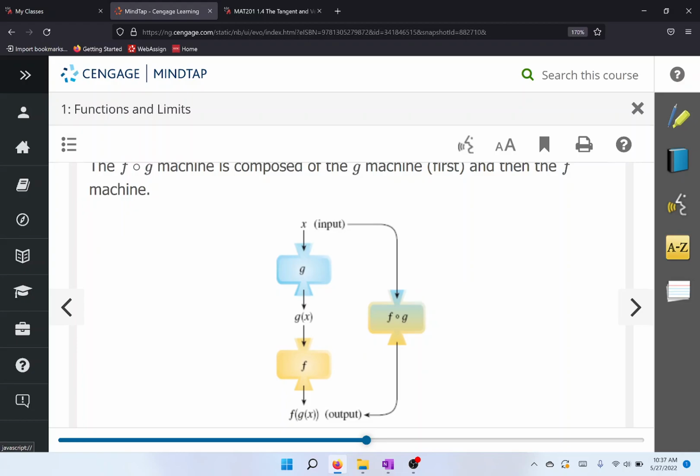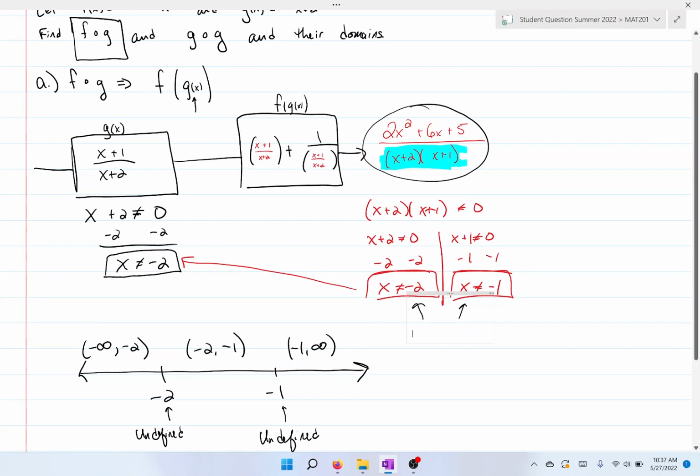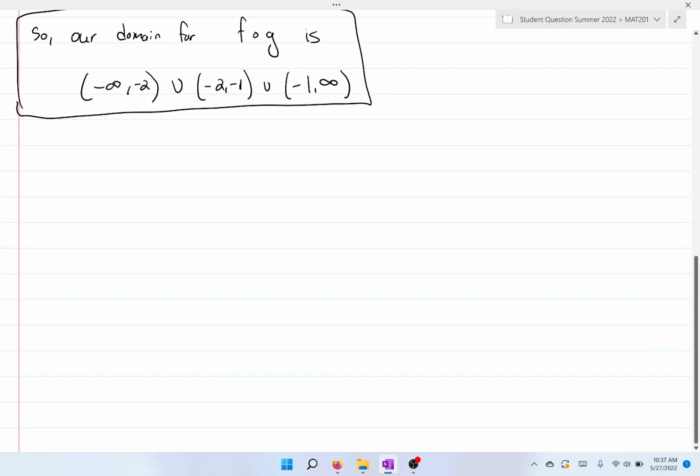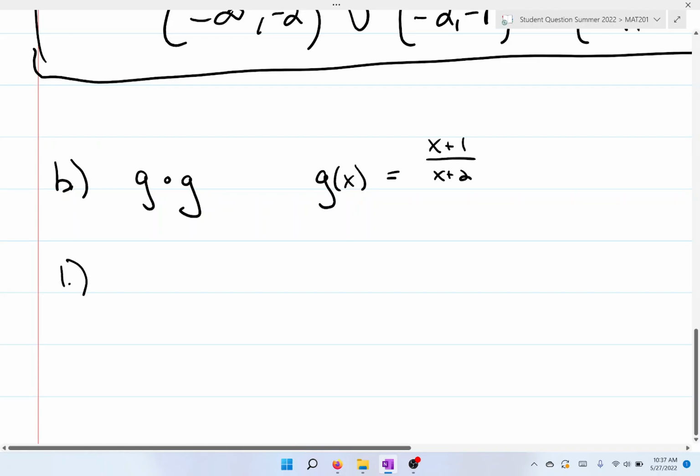Now, I'll go ahead and do the second example. I'm not going to write it all out like this. I'm going to break it down into something that's a little bit easier for us to follow. So what is that? g composite g? Okay, let's do that one. So part B is g composite g, and g of x, if you recall, is equal to x plus 1 over x plus 2.